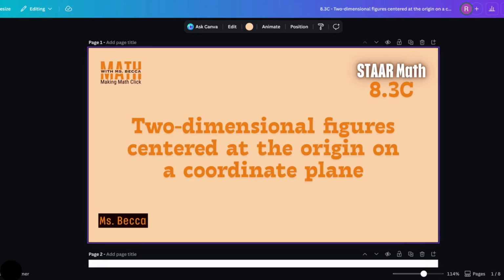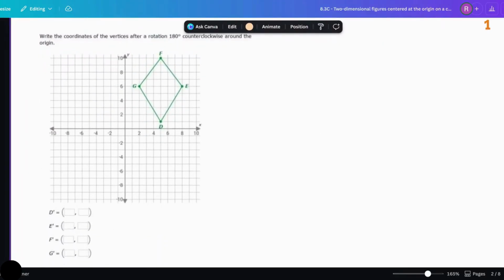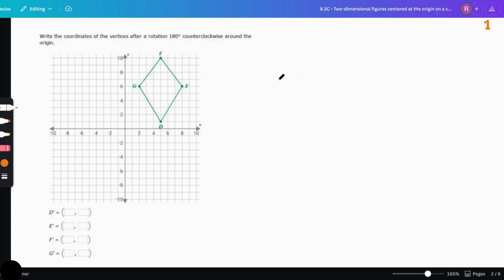Let's solve some grade 8 STAR math questions on two-dimensional figures centered at the origin of a coordinate plane. Now let's take a look at this one. We are to write the coordinates of the vertices after a rotation 180 degrees counterclockwise around the origin. When you rotate 180 degrees, that means the points will become negative x comma negative y.